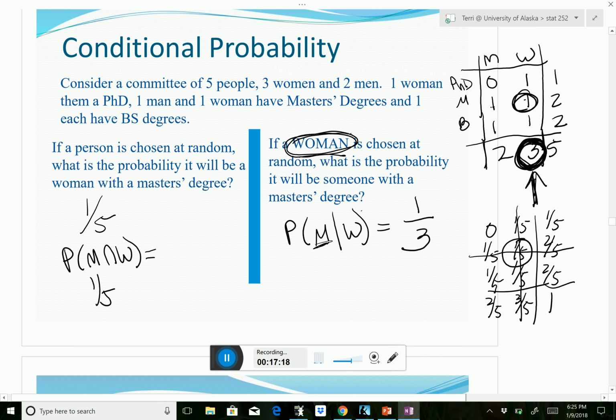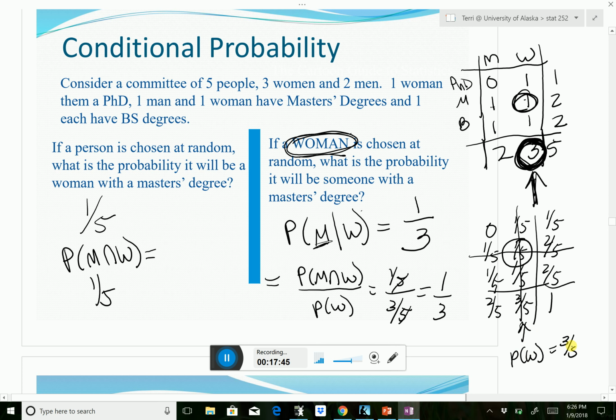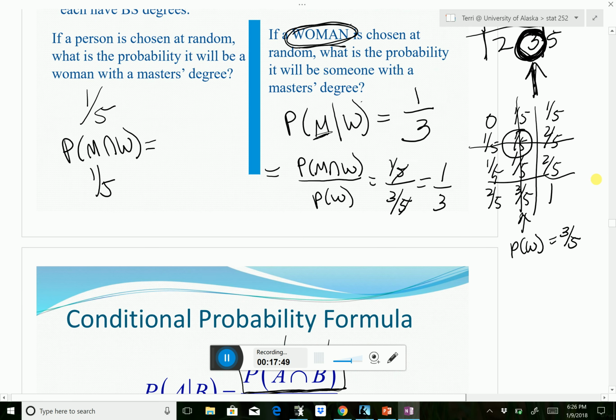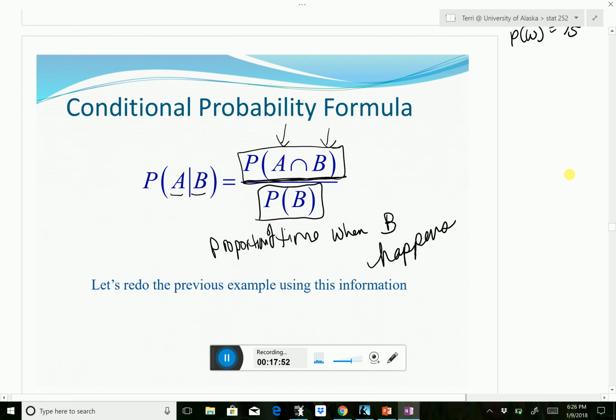Now, we want the probability someone has a master's, given they're a woman: the intersection of master's and woman, divided by the probability that they're a woman. So we have the 1/5 divided by the 3/5. Oh, wait, these 5s can cancel, and we end up back again with 1/3, just like we did before, because the probability that someone was a woman was 3/5. We will, of course, do more of these in class. So if you're getting lost, we do much, much more of these.